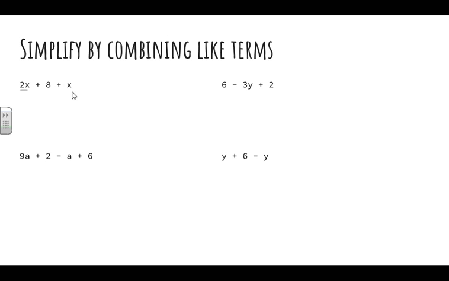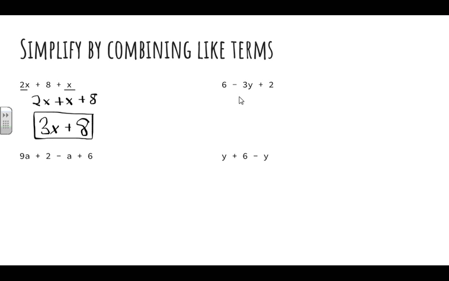We have a 2x and we have an x. Those are the only 2 like terms in this expression. So if I wanted to, I could rewrite this as 2x plus x plus 8. Rearranging might just help you put things together. So 2x plus x would give me 3x, and then 8 is just going to have to be 8. It has no like terms, so that's my answer for this problem.